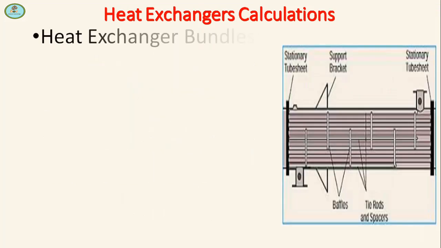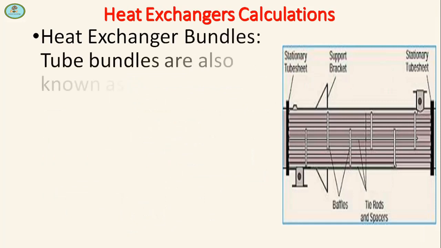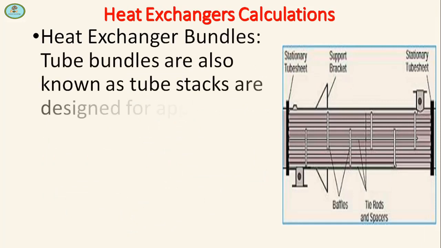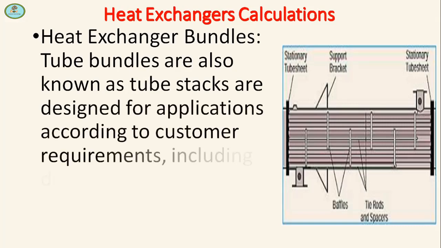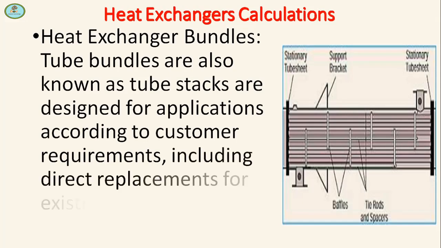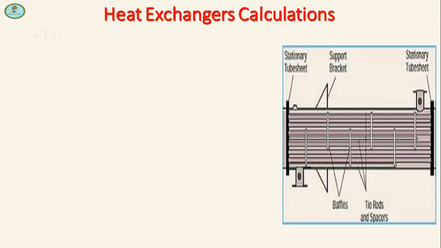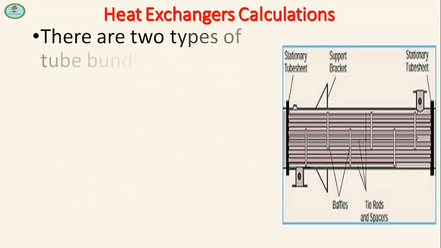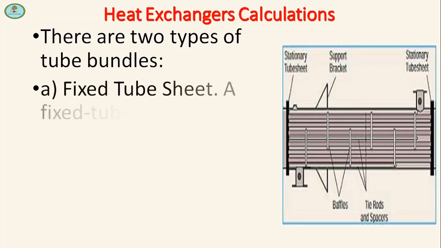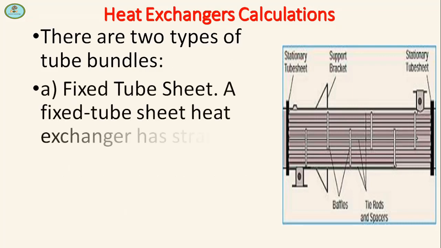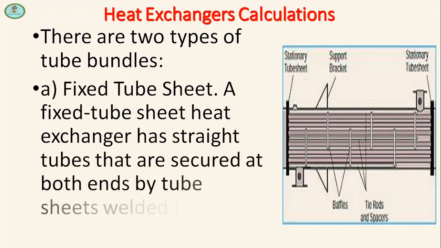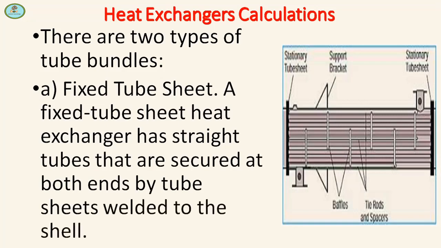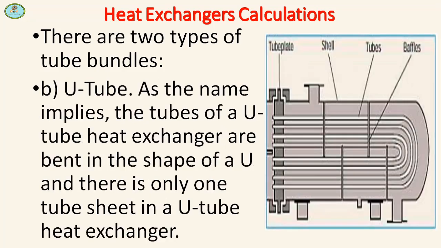Heat exchanger bundles. Tube bundles, also known as tube stacks, are designed for applications according to customer requirements, including direct replacement for existing units. There are two types of tube bundles. First is fixed tube sheets. A fixed tube sheet heat exchanger has straight tubes that are secured at both ends by tube sheets welded to the shell. Second is U-tube.